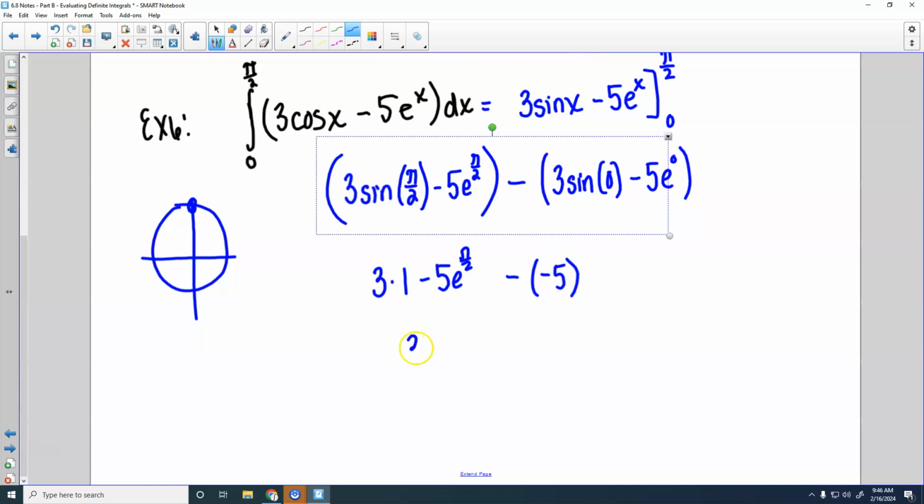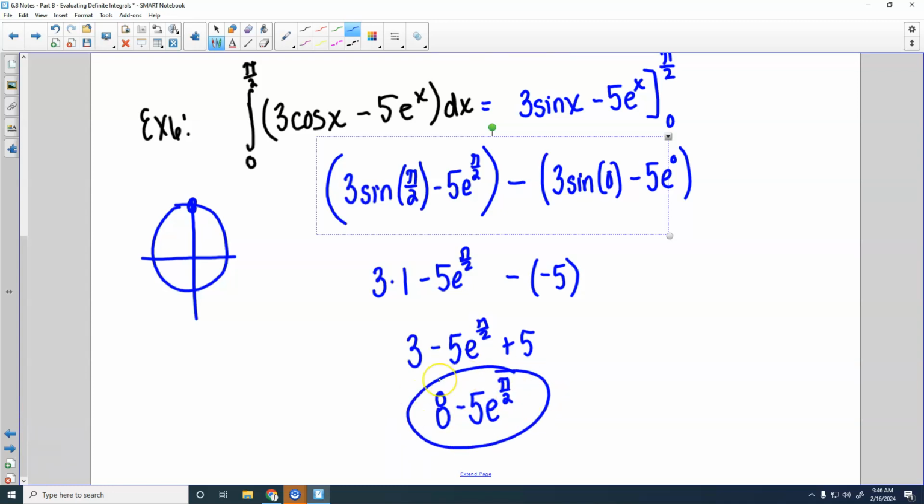So we get 3 minus 5e to the pi over 2 plus 5. So 8 minus 5e to the pi over 2. I don't like it when I get answers that look like that. I like to have numbers, but there's just no way around it on these.